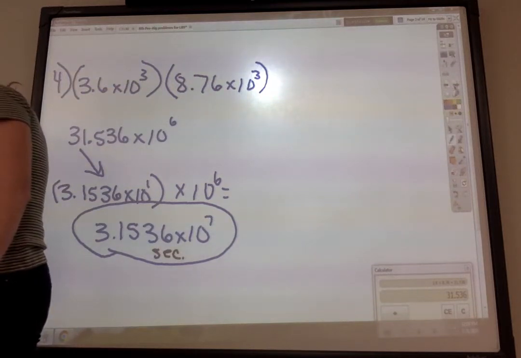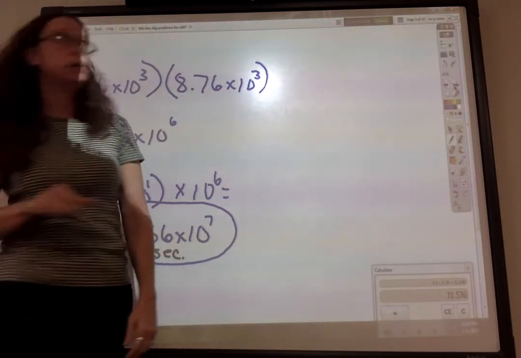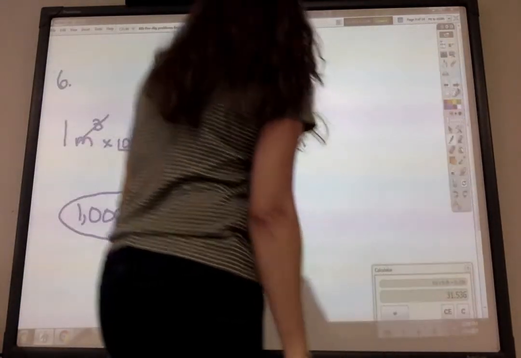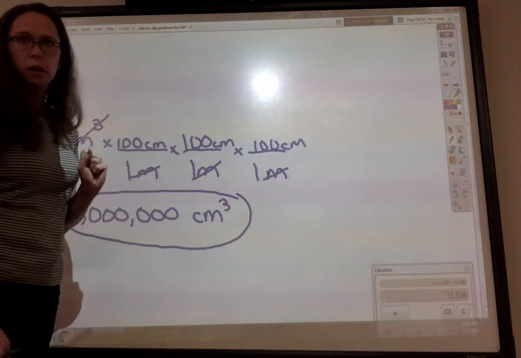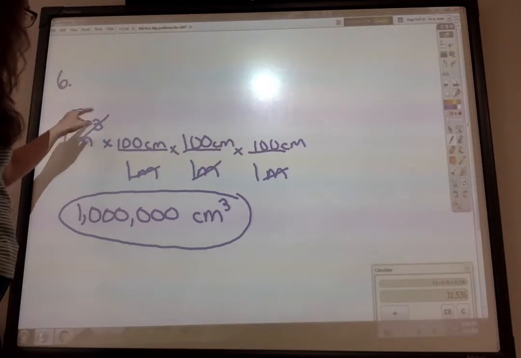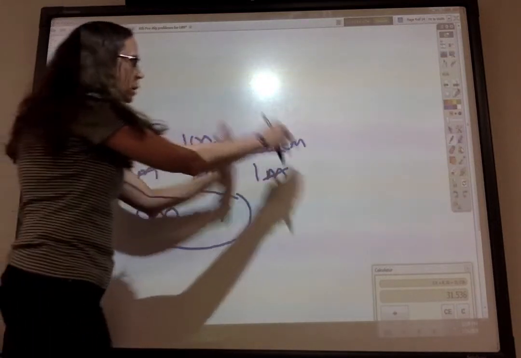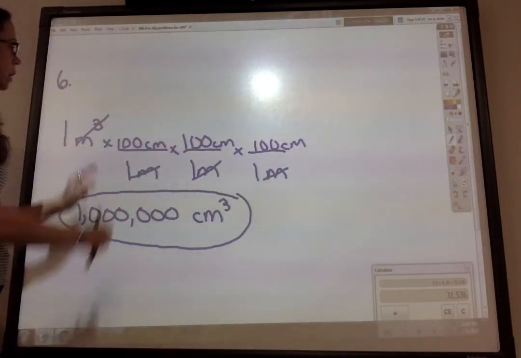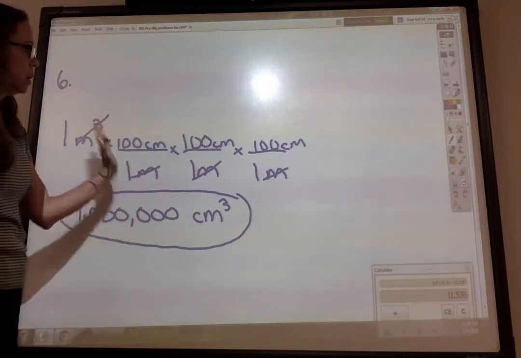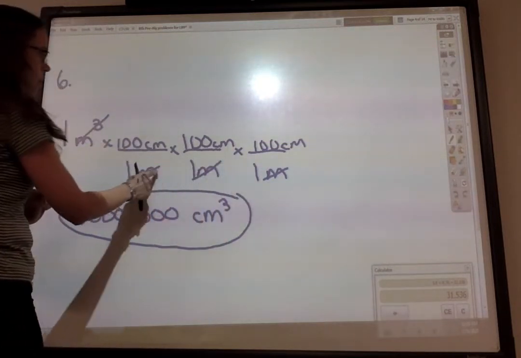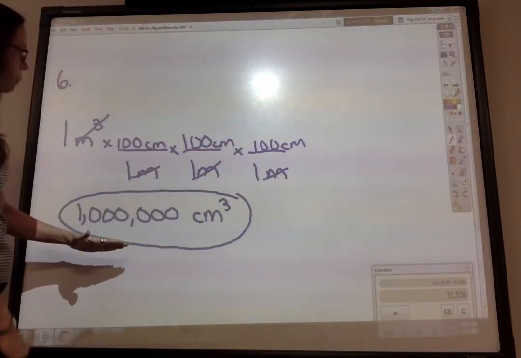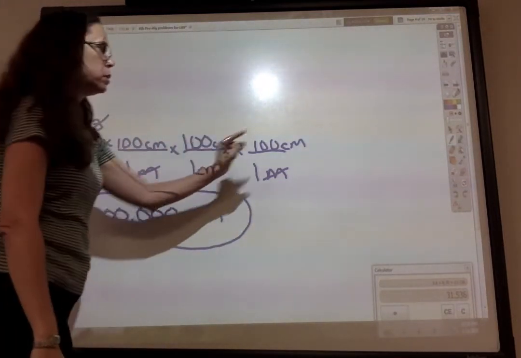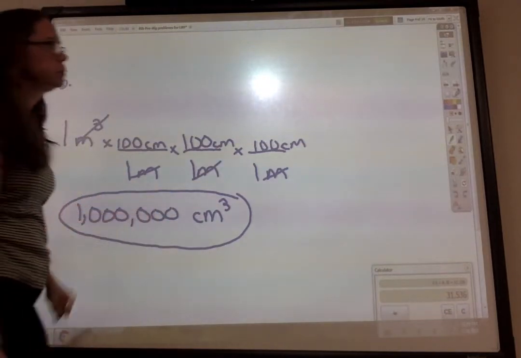The next one is number 6. This is a conversion problem. We start out with 1 cubic meter, and they want us to go to cubic centimeters. So meters cubed, that means I have to have 3 unit multipliers. 100 centimeters is to 1 meter. So meters times meters times meters gets rid of my meters cubed. 100 times 100 times 100 is 1 million centimeter times centimeter times centimeter, centimeters cubed.